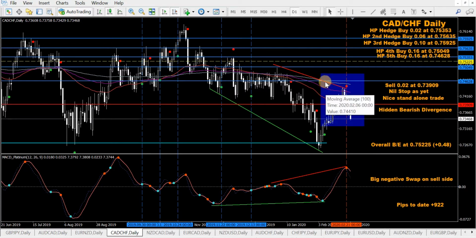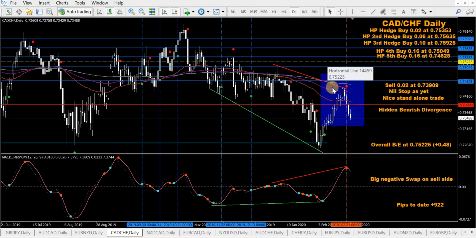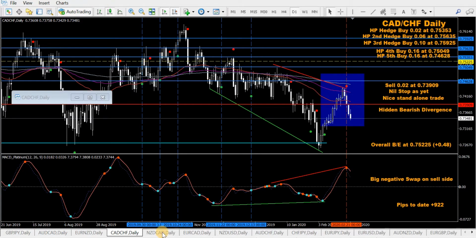I think the good thing about this pair is, big negative swap on the sell side. So even though I'm probably doing it right here pip-wise, I'm probably losing on the swap, the overnight interest rate. In the meantime, as long as I hold these buys open, even though they're losing and don't go too far away from price, I'll be making money on the swap, the overnight interest. And it does add up on this pair, so it's not too bad.